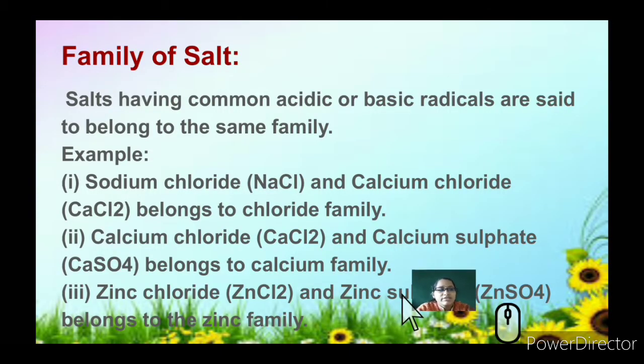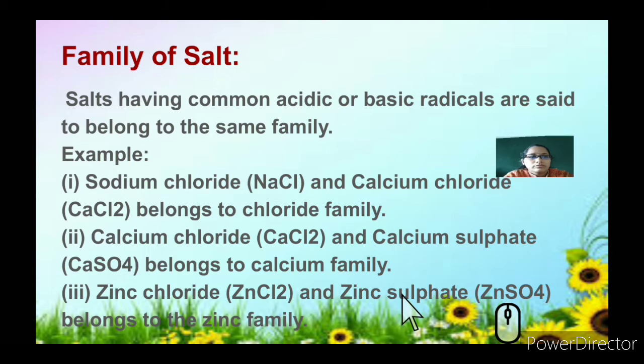So next we will see the family of salts. You can see here that salts having common acidic and basic radicals are said to be in the same family. You can see sodium chloride and calcium chloride. Sodium and calcium are metals, and chloride is the common form. It forms the chloride family, that is NaCl and CaCl2. Both become the same family because the halogen here is chlorine added to the metal.